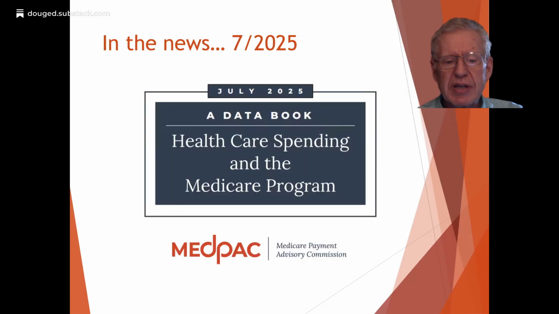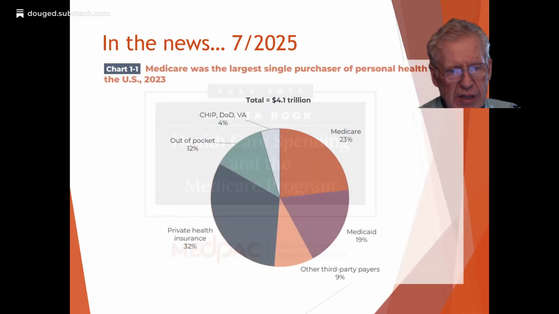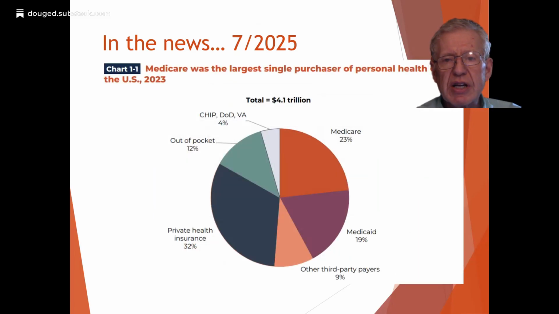So instead, something came out in July to make that point from the Medicare Payment Advisory Commission, a group that produces really good information about healthcare spending costs and trends and patterns, particularly as they relate to the Medicare program. So this was the most recent report that came out in July of 2025. The first thing I note is that Medicare was the largest single purchaser of personal health care in the U.S. in the most recent year, 2023.